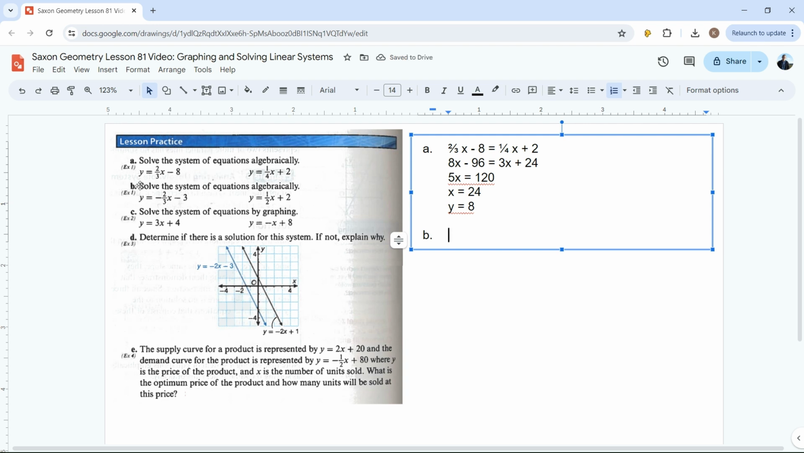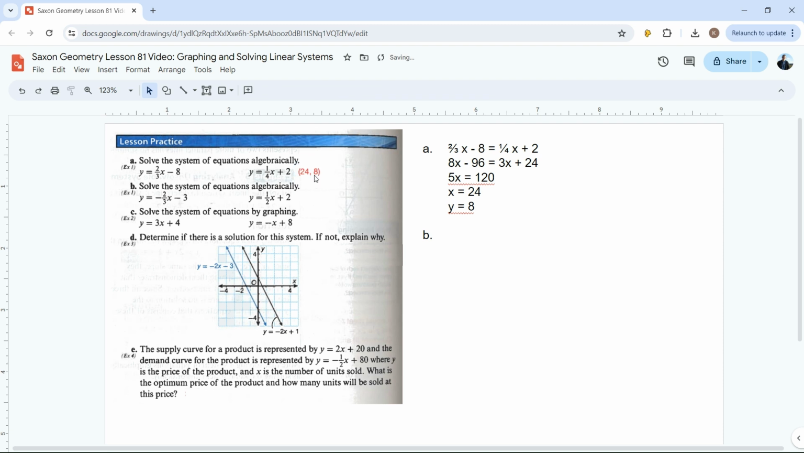Now, we solved this one by substitution when we set the equations equal to one another. So basically I said, okay, so y equals 2/3 x minus 8. Hey, y also equals 1/4 x plus 2. I'm going to substitute this y with 2/3 x minus 8, because this equals y. That's substitution. Let's just make sure we got that one right.